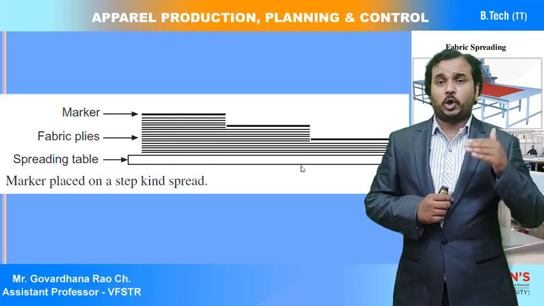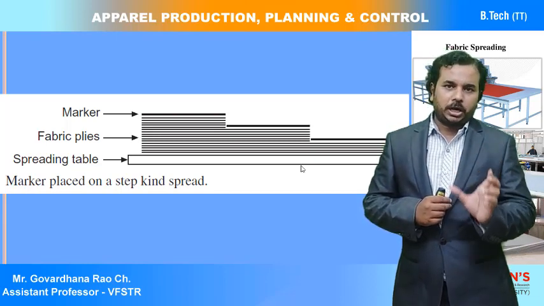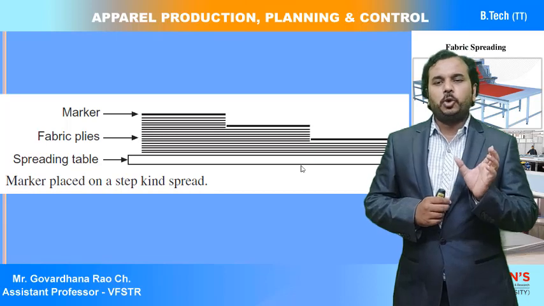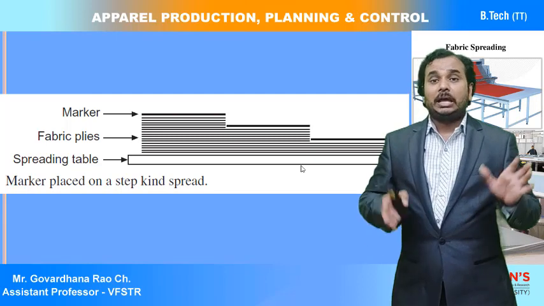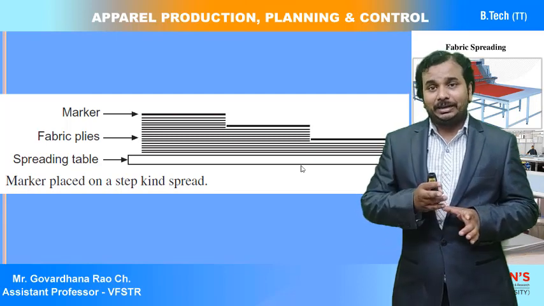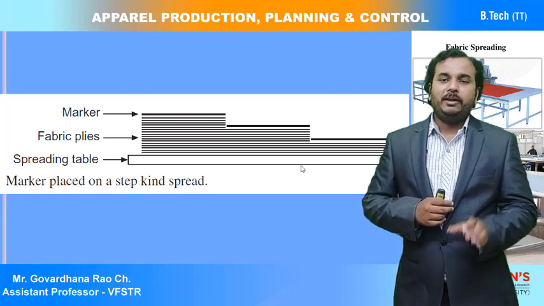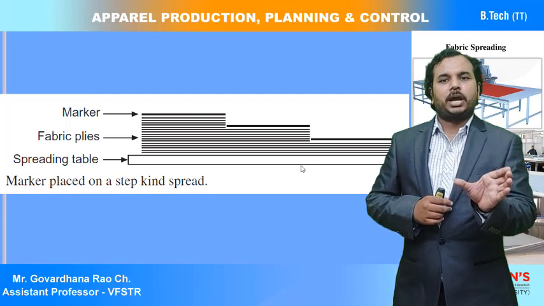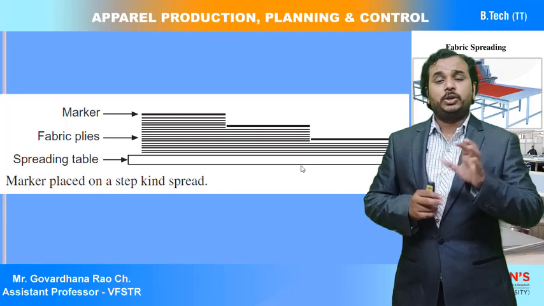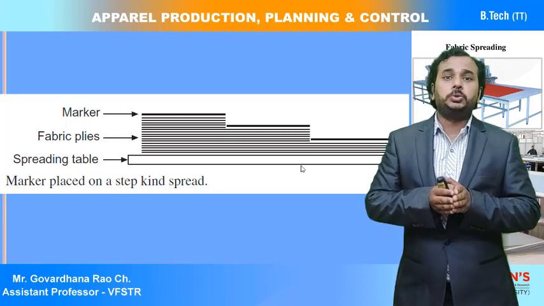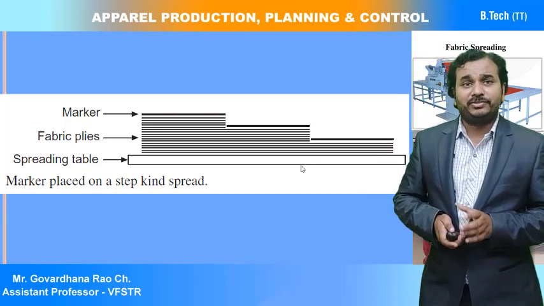You can see at the top of the image, in every step they have kept a marker. Separate markers are prepared, or if you prepare the marker at one place, it is cut and placed in every step. So separately for each particular size, the marker is kept at the different steps. All the markers are kept in the separate steps of the step spread.